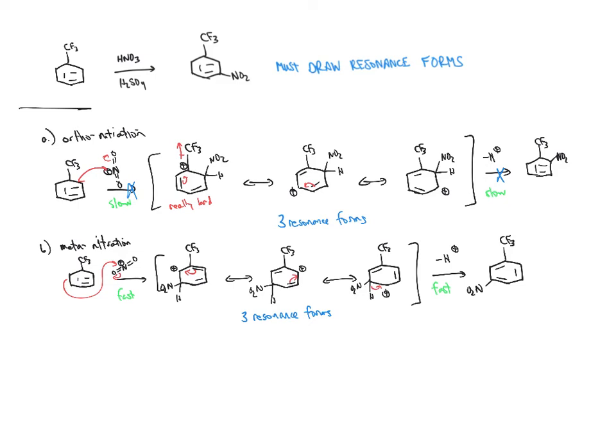Let's see if this is the same case for the para nitration. Okay, so para nitration is this one. Skip ahead again to formation of that nitronium ion. We're going to attack with the para carbon. We're going to get a set of resonance forms.